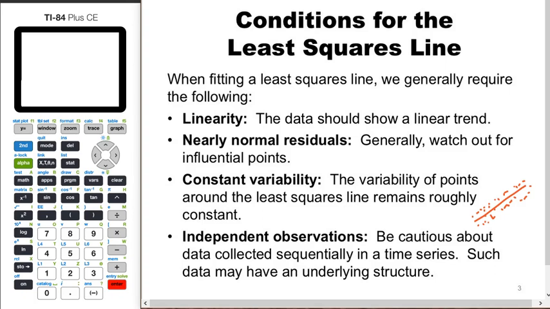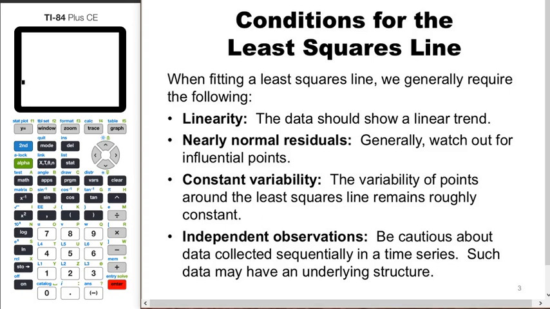What we don't want to see is sort of a cone shape. So this thing is good. Something that wouldn't be good would be something like that, which would be kind of bad. There it is. We don't like that kind of shape. And then independent observations. Essentially for us, that means watch out for time series. But if you randomly select from less than 10% of the population, you'll be fine. Otherwise, we need to make sure that data is not collected sequentially, or we need to be cautious if it is collected sequentially, such as a time series.